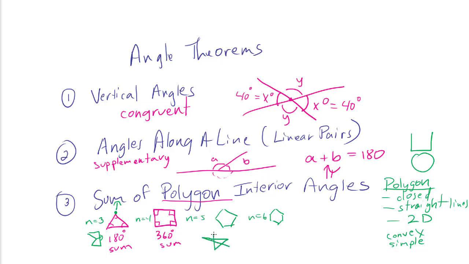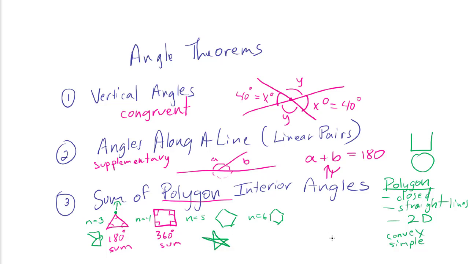So this star, for example, is a closed shape in 2 dimensions, made up of straight lines. It's a polygon, but it's a complex polygon because all the lines intersect. And when that occurs, all our rules for sum of angles, etc., fall apart. Don't even try to attempt them. And you will not see that on a problem.